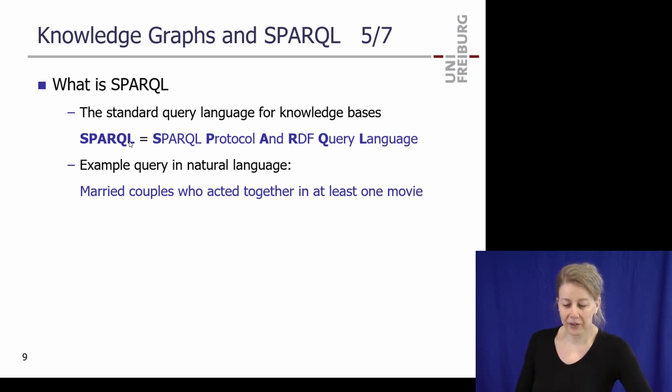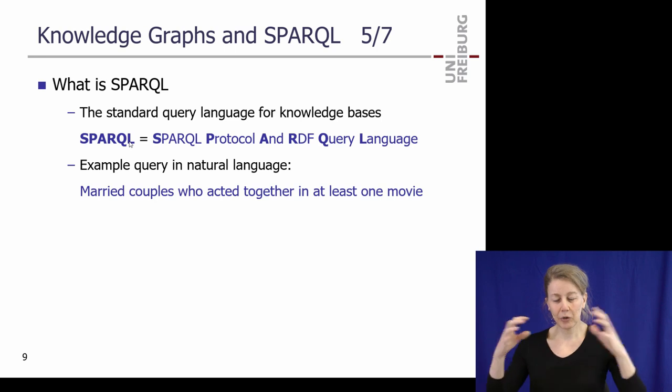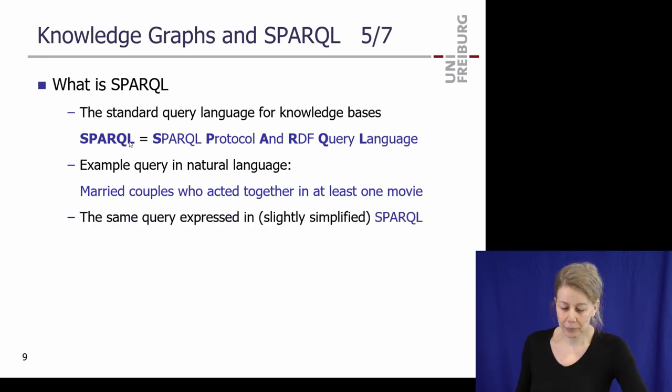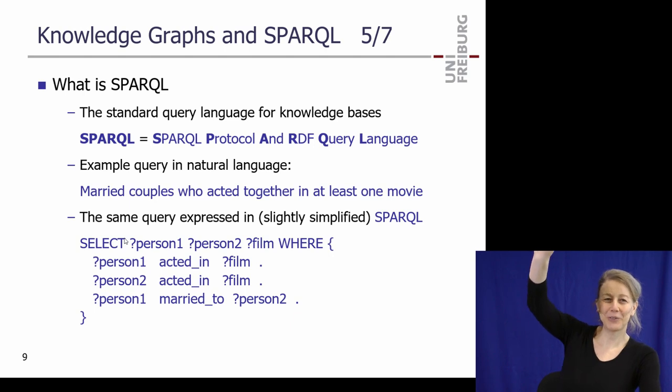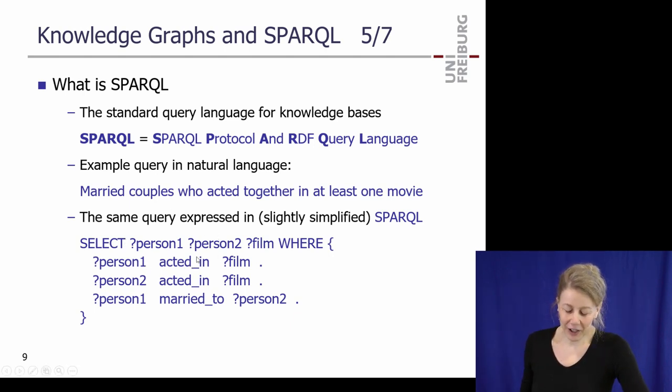Let's say that's one of our running examples. We are in movie world, and we want people who are married and who acted together in at least one movie. Here's how you would express that in SPARQL. It looks similar to SQL. How many of you know SQL? You should have heard at least of SQL. In the query, you also write triples, but in some places you can write variables. So I'm looking for a person who acts in some film. I'm looking for another person, who acts in the same film. It doesn't say film one, film two here. So this is two persons who act in the same film, and this person is married to that other person.